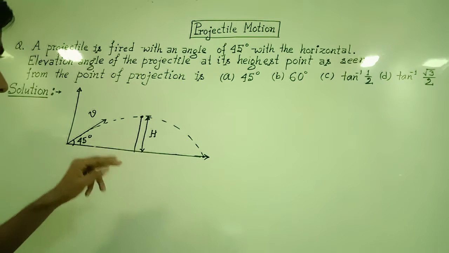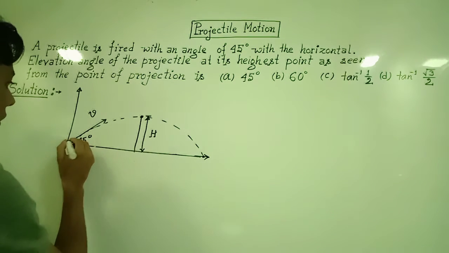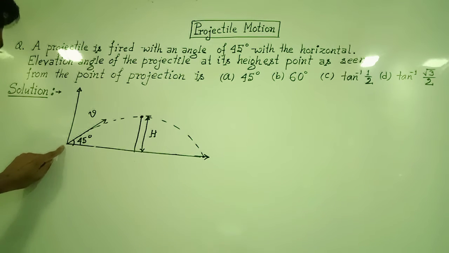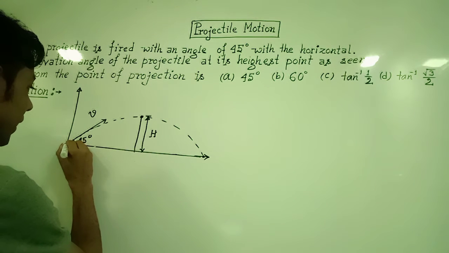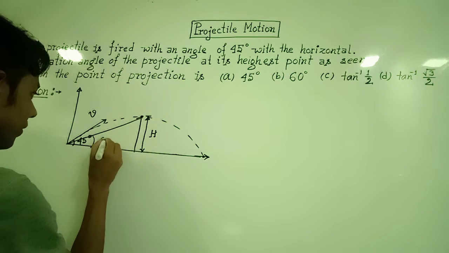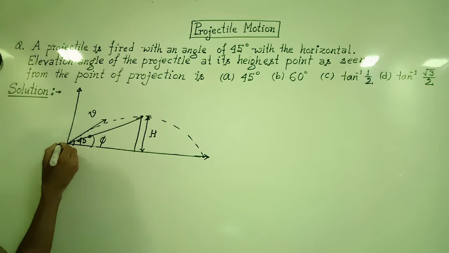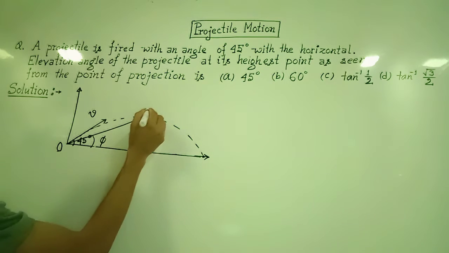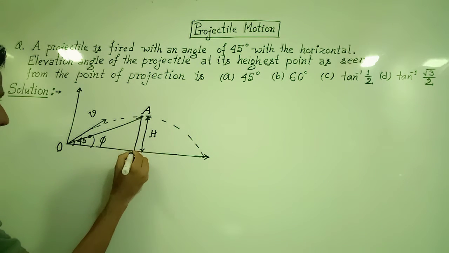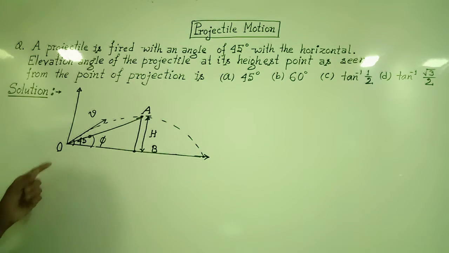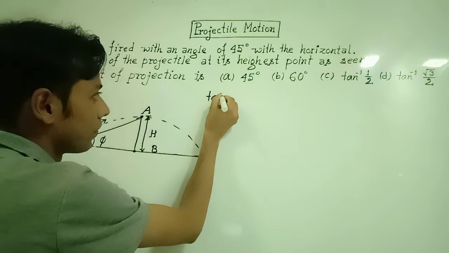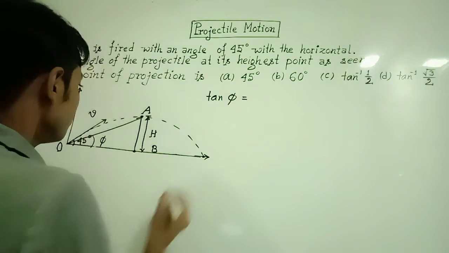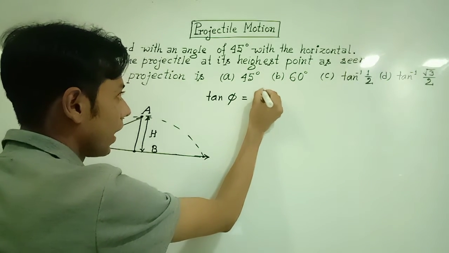Now let the observer at the origin be observing the particle at the highest point at the maximum height, and let it make an angle phi. If we label this diagram with O at the origin, A at the highest point and B at this point, then from the triangle OAB we can write tan phi is equal to maximum height divided by half of the range.